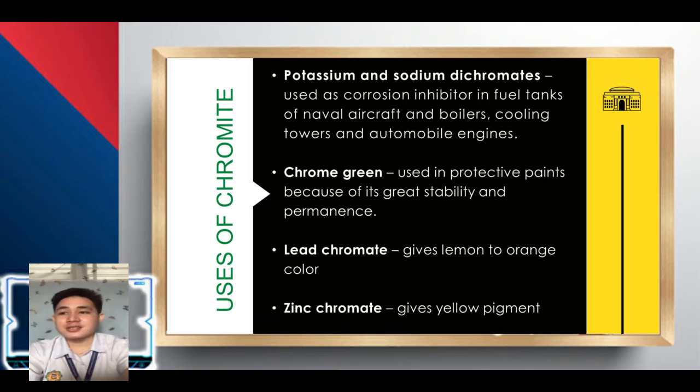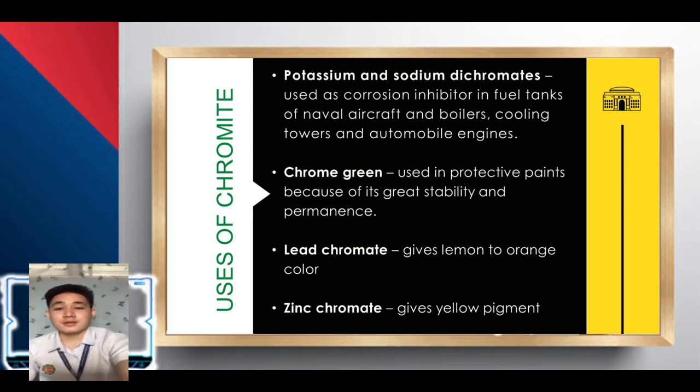So, these are used as corrosion inhibitor in fuel tanks of naval aircraft and boilers, cooling towers and automobile engines. Next is the chrome green. These are used in protective paints because of its great stability and permanence. Then, lead chromate gives lemon to orange color. And then, zinc chromate gives a yellow pigment.